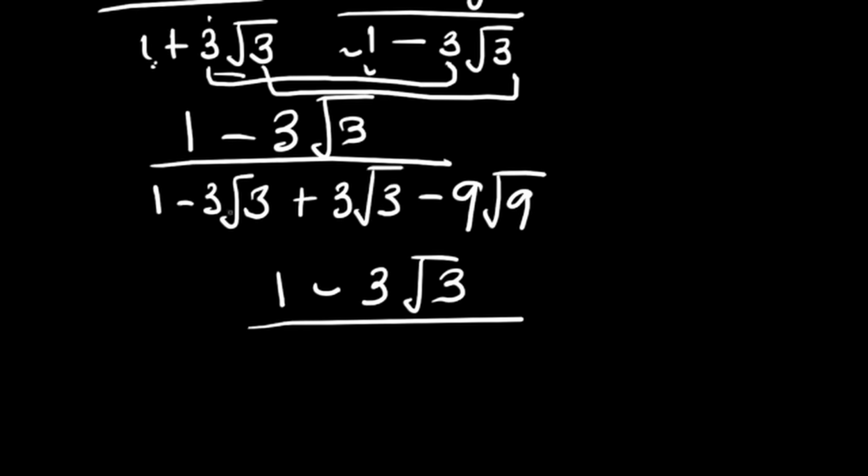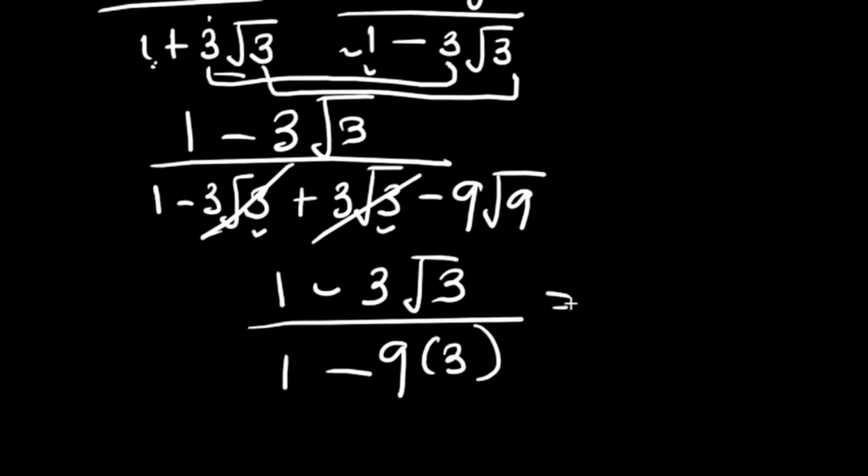Remember what I told us when I was simplifying? We look at what is inside. Here we have a root 3. Here we also have a root 3. They are simply the same. So one is a minus, you can see, minus 3 root 3. And this one is a plus 3 root 3. They are both equal to 0, so you can cancel them out. And what are we left with? 1 minus 9. And here, the square root of 9 is 3.